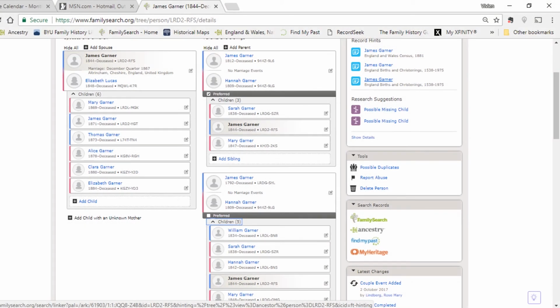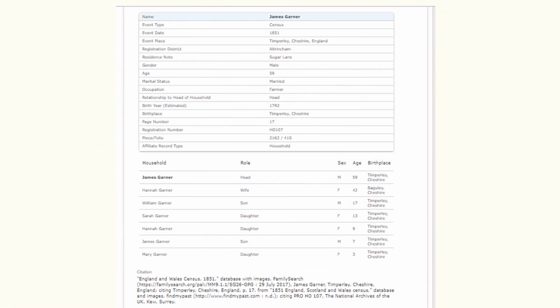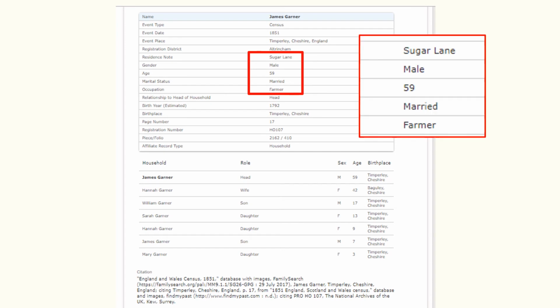Dates can also be misinterpreted. Here on Family Search Family Tree, you see what looks like possibly two different James Garners, maybe father and son. One born in 1792 and the other born in 1812, both in the same place. In looking at the sources for James Garner, I looked at the 1851 England census extraction, which lists James Garner as 59 years old, with a calculated birth of 1792. The other sources all pointed to 1812 as the birth year.